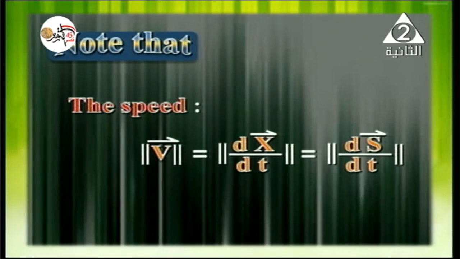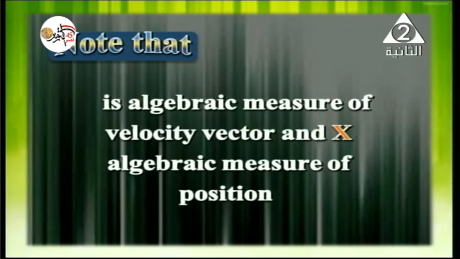What do you mean by the norm? My dear student, the norm is the number of the speed, equal to norm ds over dt. The speed is the algebraic measure of the velocity vector, and x is the algebraic measure of position.